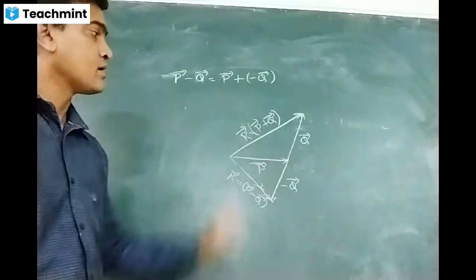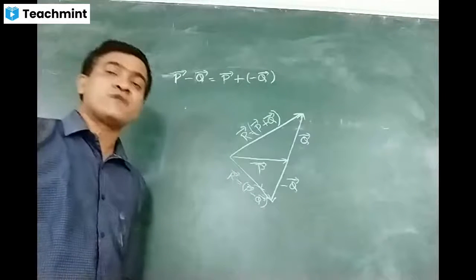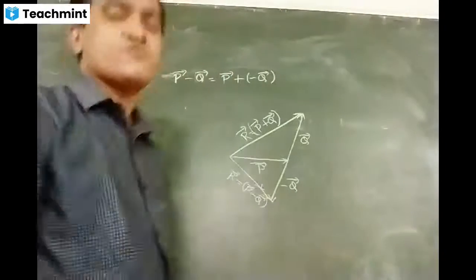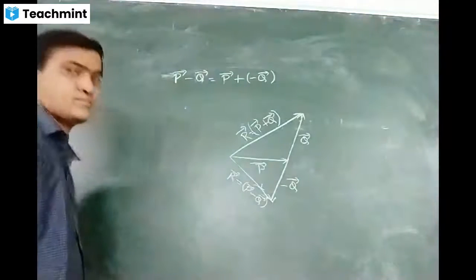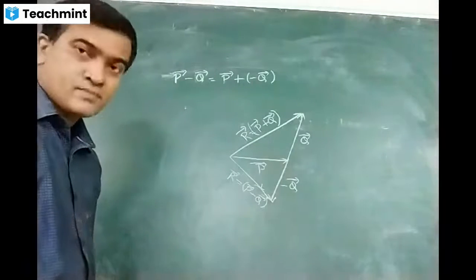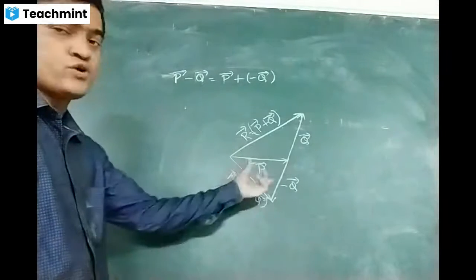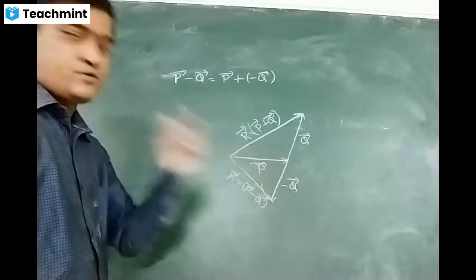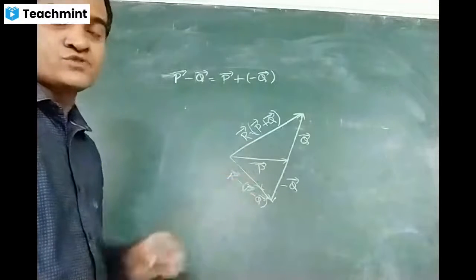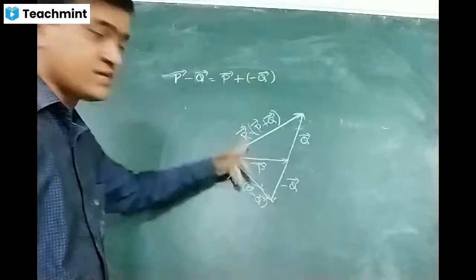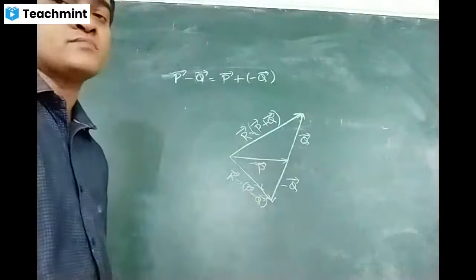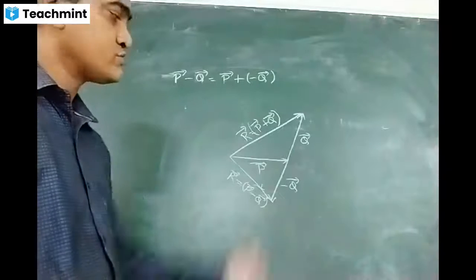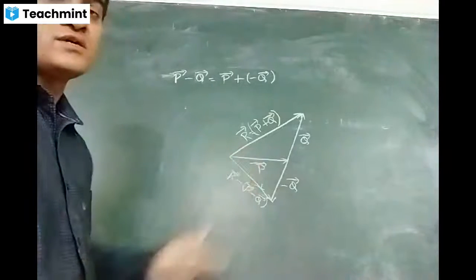So how can I find it now? Using the parallelogram law of vectors, what is the formula we have for the magnitude of the resultant? Root of p square plus q square plus 2pq cos theta. I am showing you using the triangle law, by constructing a triangle, but I can also show the same with the parallelogram law by constructing the parallelogram.